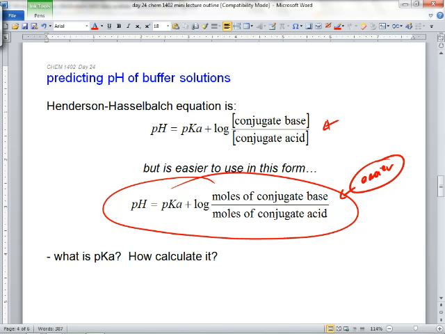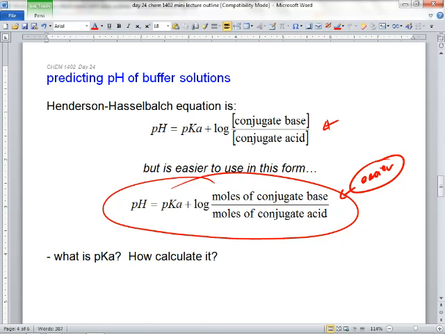Now, if we're going to use this Henderson-Hasselbalch equation, especially the revised one, the one I like, pKa, we have to know what it is and how to get it. Jessica Vaughn, she just left. Alexa, what's pKa? I'll give you a hint. What was the equation for pH? Negative log of concentration of H.